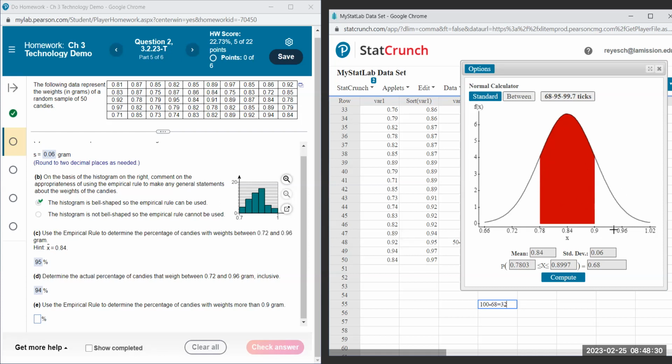But I only want to the right of 0.9 because I want more than 0.9, so I want the higher end. If this white section is 32%, I could divide that 32% evenly into those two spaces, and that would mean 16% would be to the left of that first standard deviation, and 16% would be to the right of that first standard deviation. So theory says that about 16% of all the candies should weigh more than 0.9 grams.